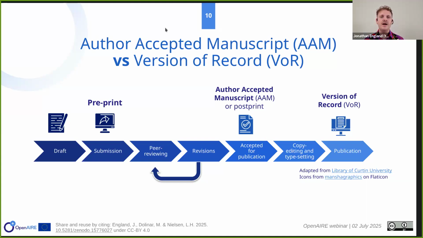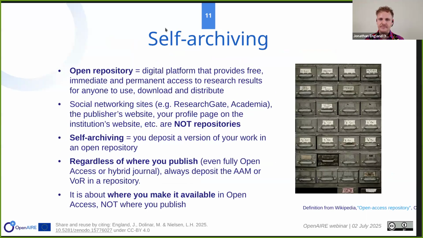I call this the ugly version of your work because it's basically the same content as the version of record, but it's not edited yet. It's not formatted. And the version of record is basically the publisher's version after the copy editing and the typesetting. So if you apply a Creative Commons license on either of those two and upload it on a repository, you would be compliant.